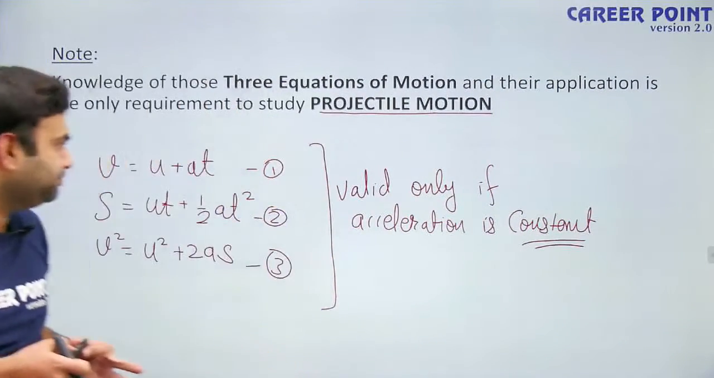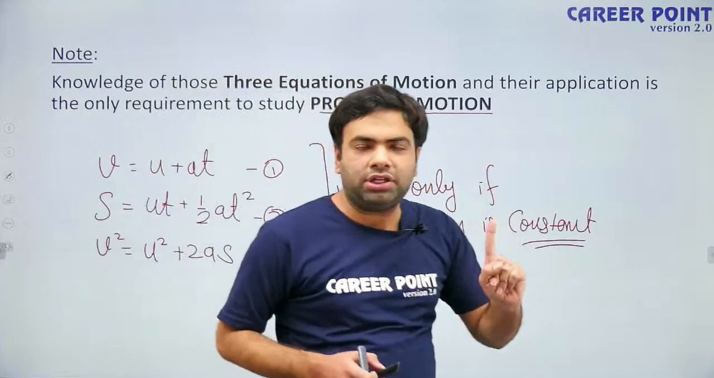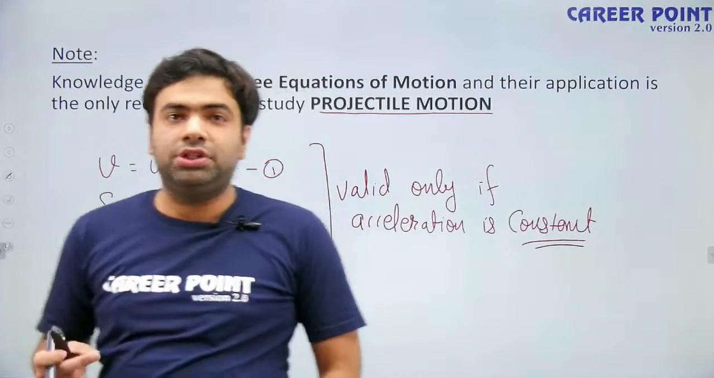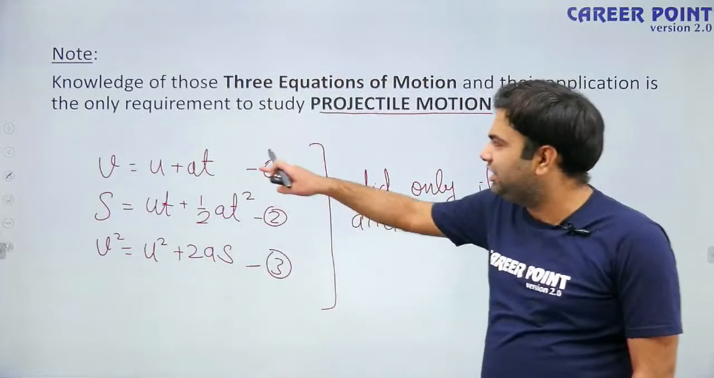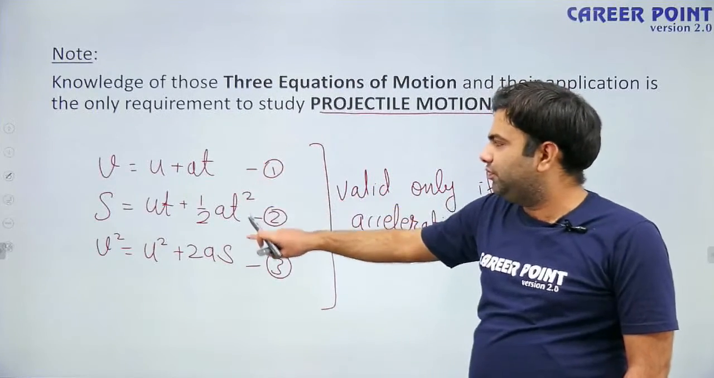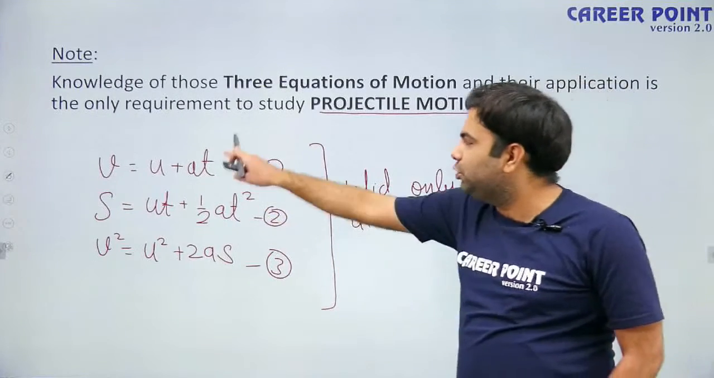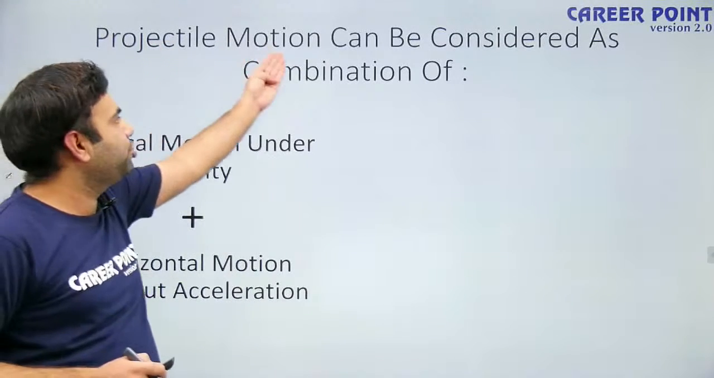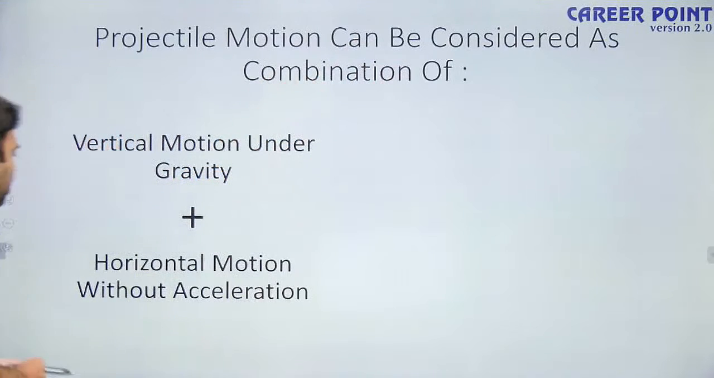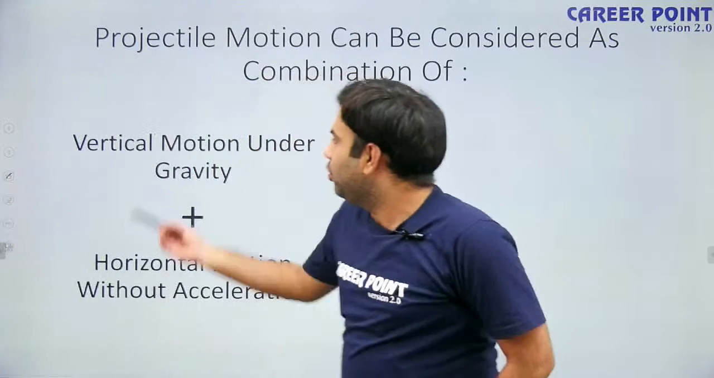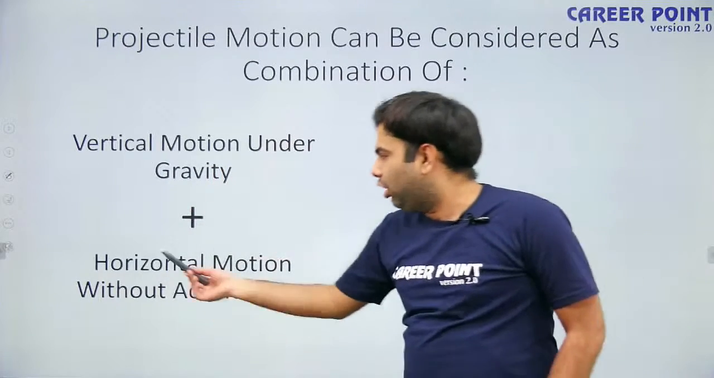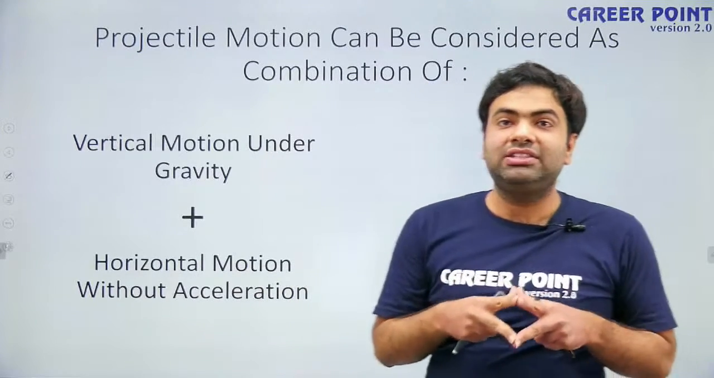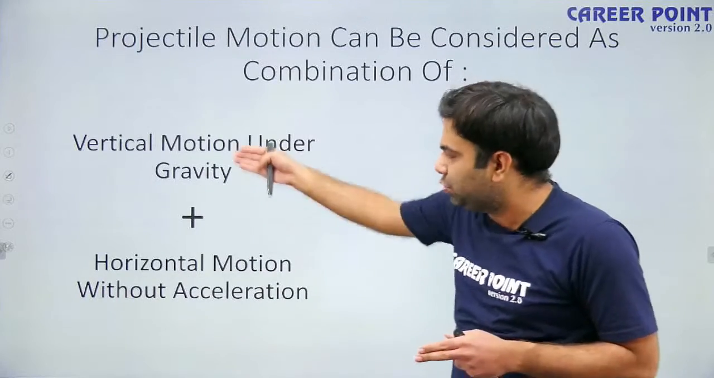Now, one more thing. See, projectile motion is not motion in one dimension. It is motion in two dimensions, because it is not straight line motion. Then why do we require these equations of motion? These equations of motion we derived for straight line motion. Then how are they useful for projectile motion? It is useful because projectile motion can be considered as a combination of two motions. What are these two motions? Vertical motion under gravity plus horizontal motion without acceleration. So in this whole chapter we will consider that projectile motion is a combination of these two motions.